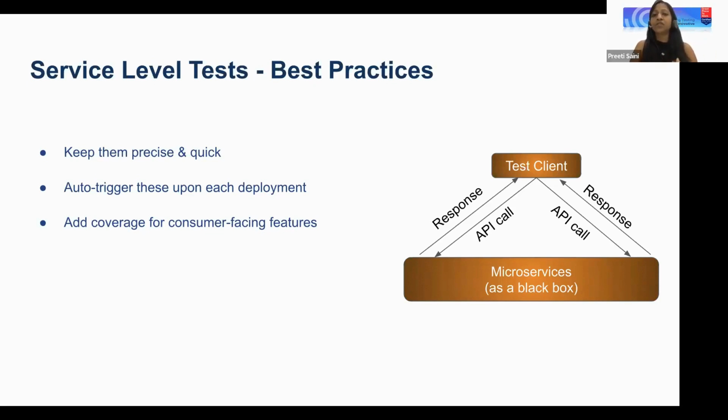For example, let's say your service is a checkout flow service, and if a user is not able to check out, if they are not able to place an order, then that becomes a blocking issue. So ensure that you have a basic test which runs through your checkout flow and is able to place an order. Once that is successful, you can see that your deployment is going to be successful because your critical flow is not being blocked. It's running as expected. So add these critical flows, or the capabilities that you're offering to the consumers, as part of the service level tests, but along with this, make them precise and quick. That's also a key factor here.